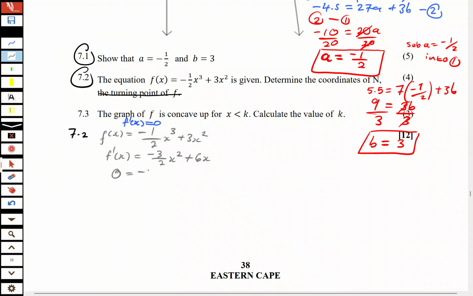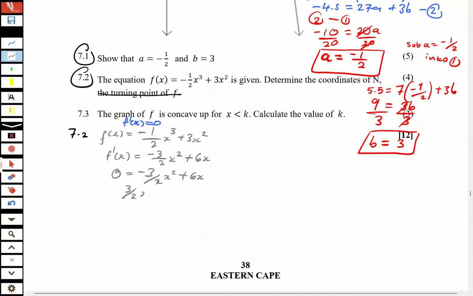So now you have something like this. You let this equal 0. You have something like this plus 6x. You see this one is negative. Take the one with a negative sign to your left. Now it becomes what? A positive sign.